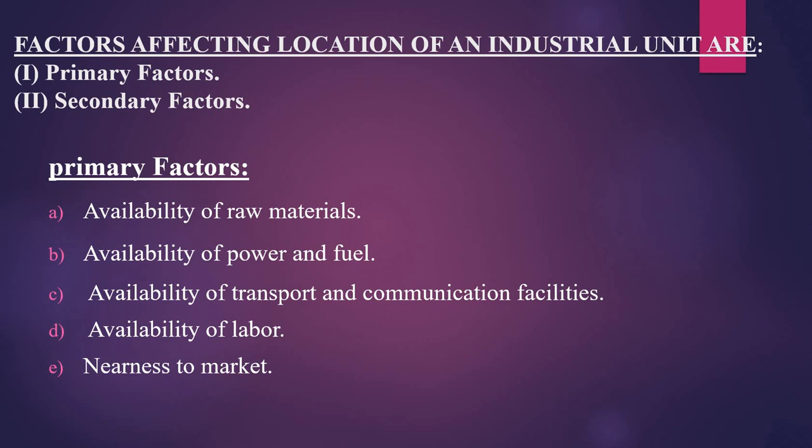Yes, availability of the labor. I already told that unskilled, semi-skilled and skilled labor are required for a firm to run the business, correct? So all the three kinds of labor should be available easily and economically at a cheaper rate. Okay, next is nearness to market. Whatever goods you are producing should be able to reach the market in a very short period of time, by which you can sell those products easily.